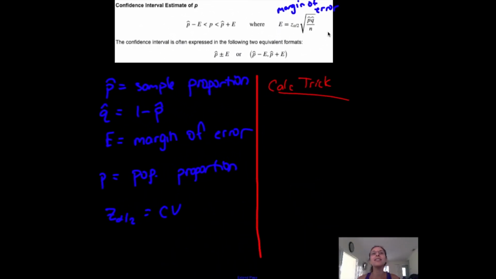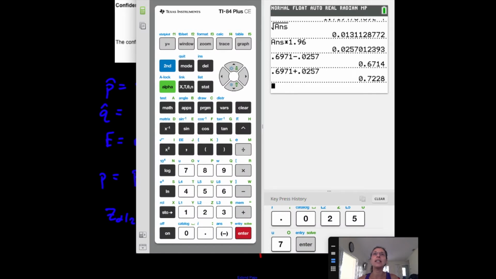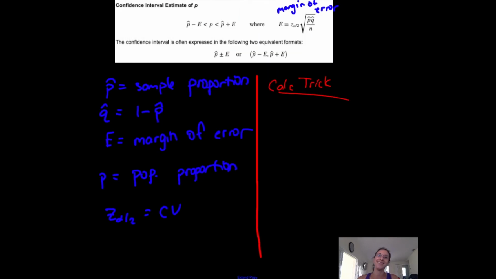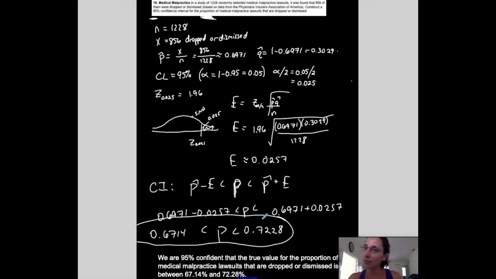Whatever method you like. Typically, my students are like, just show me the calculator. I don't even care what you have to say about anything else. But all right, so I'm going to do it now with the calculator, the same exact problem that I just did. I'll get the same thing, and I'll show you how from that I could backtrack and find the margin of error if I want.